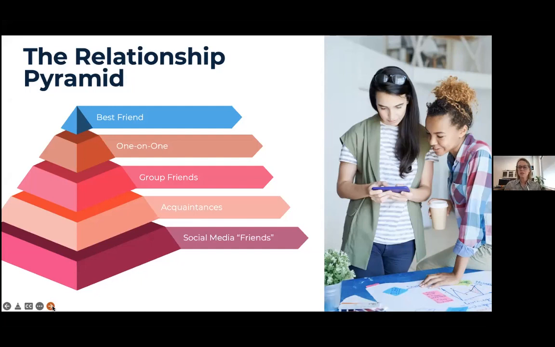So this relationship pyramid is very natural and normal in our lives. And we know that people move up and down in this pyramid as life happens. So the people who were my acquaintances and group friends 20 years ago certainly look different than they do today, just based on movement and stages of life. So the key here is that it's reciprocal in terms of the energy and time we put into a relationship and the energy and time we get back that moves people kind of up and down a relational pyramid.